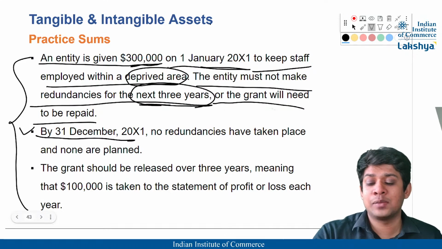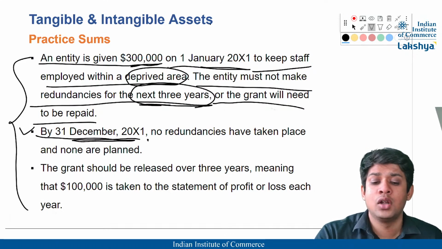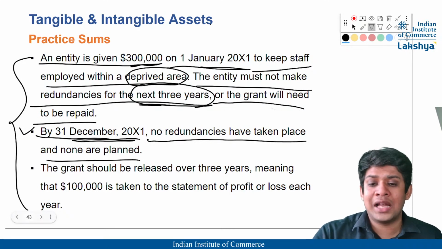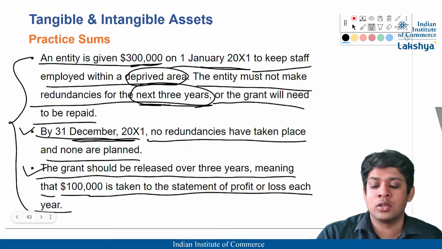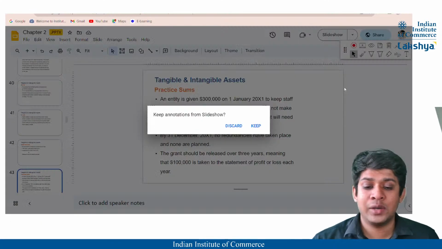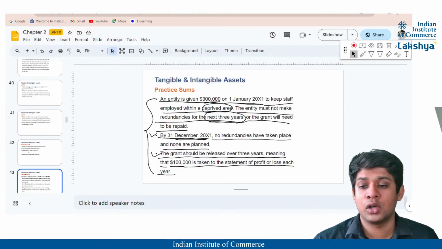By the first year end, that is by 31st December 2011, no redundancies have taken place and none are planned. So that means technically we can recognize it for the first year and also for the future years. How we'll do it, that I'll show you. So the grant should be released over the next 3 years, meaning that $1 lakh is taken to P&L each year. Okay. So let us do an example. Let us see how they have solved it.